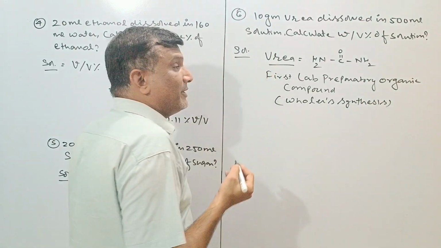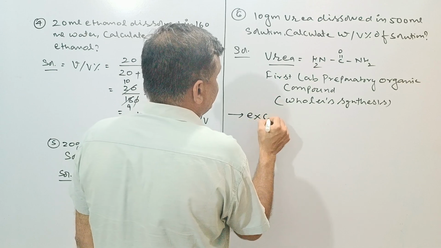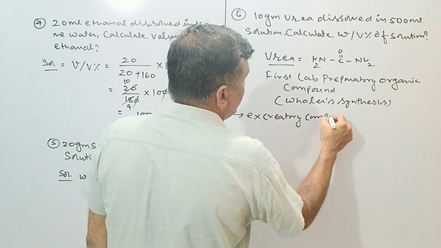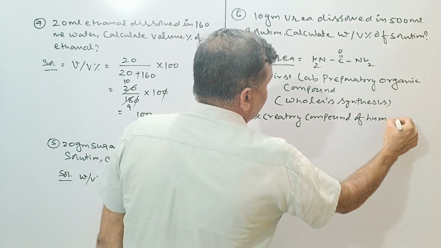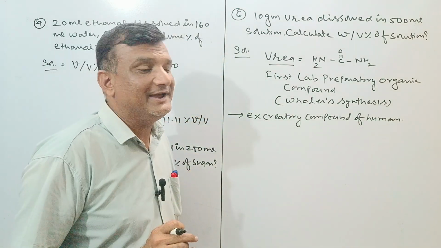And one of the important things is the excretory compound. It is the excretory compound of, you can say, human. हमारे थ्रू ये पर्टिकुलर एक्सक्रीशन के फॉर्म में, मीन्स यूरिन की फॉर्म में इसको लूज किया जाता है.